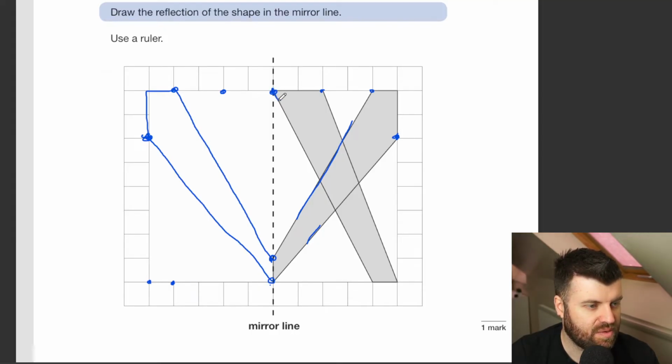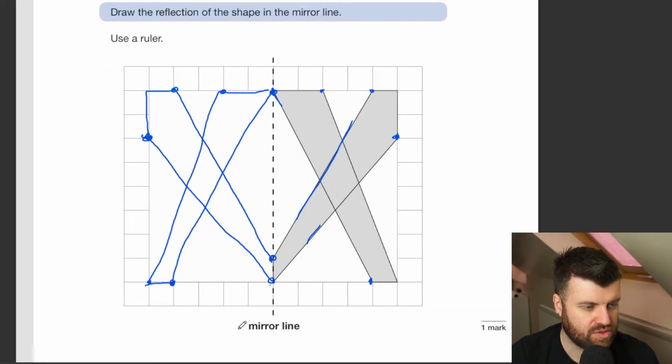Where does this line go? Well, it goes down to this one, which reflected is this one here. So we're going to draw a line all the way up like that. And then here goes up to this one. And we can draw the outside just to make sure.